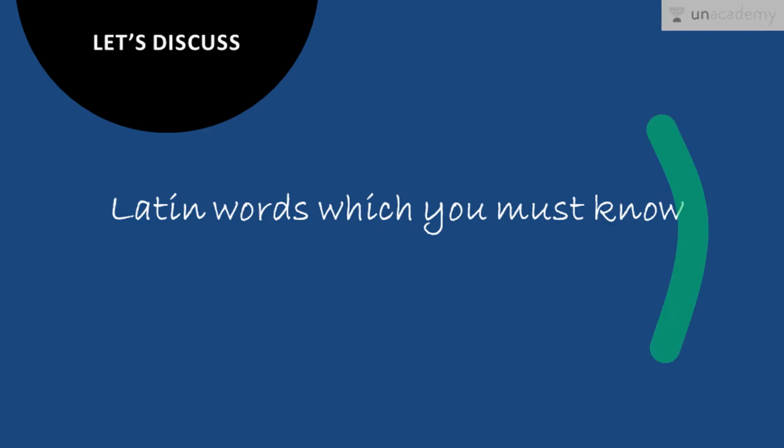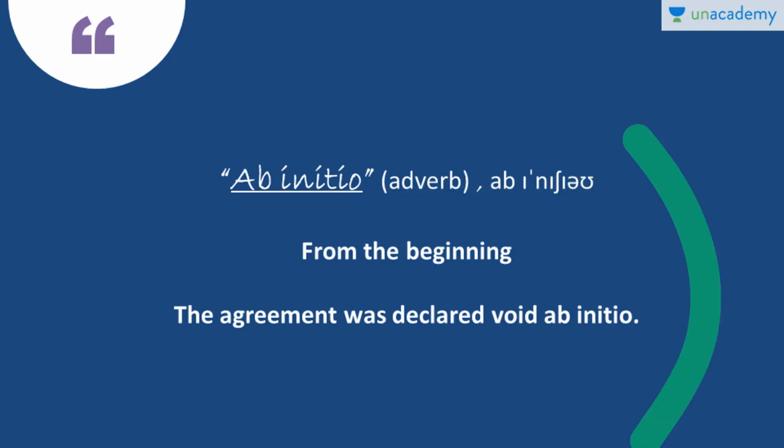So in this lecture, let's start with some new Latin words which you must know whenever you are thinking of speaking English or whenever you are speaking English. Okay, so here we have the very first Latin word of this course, which is used extensively in English sentences, and this is ab initio.